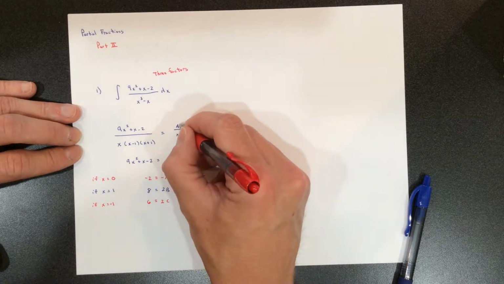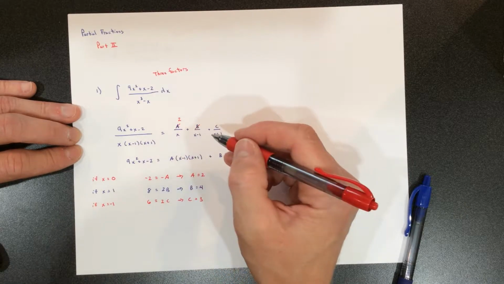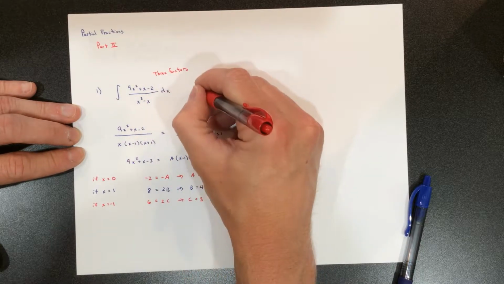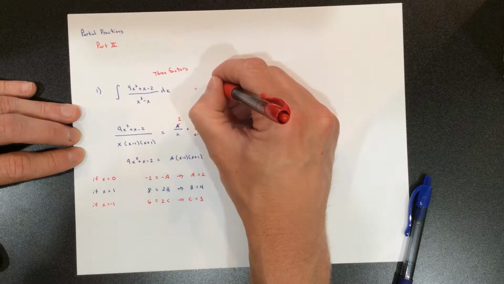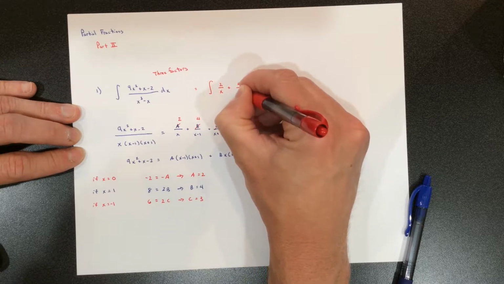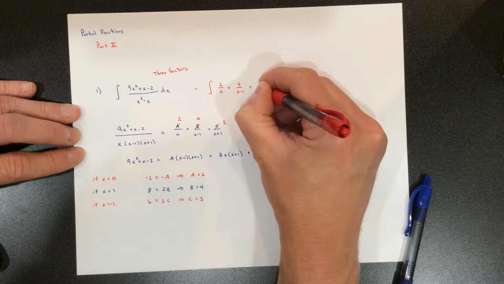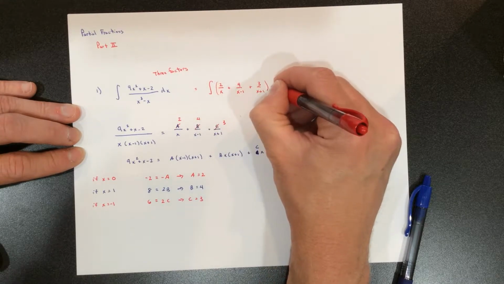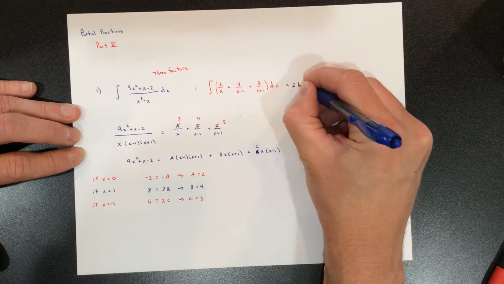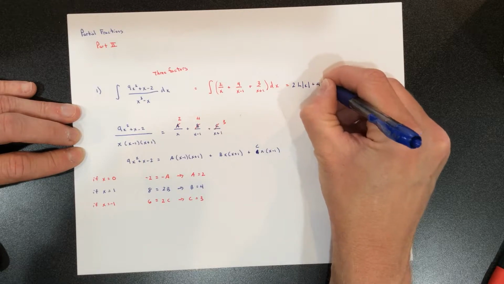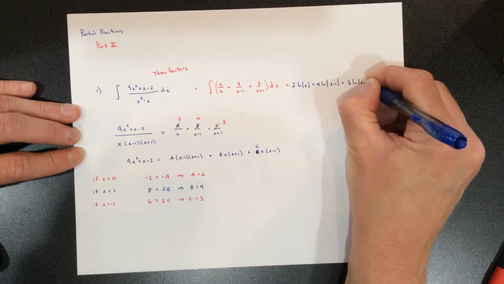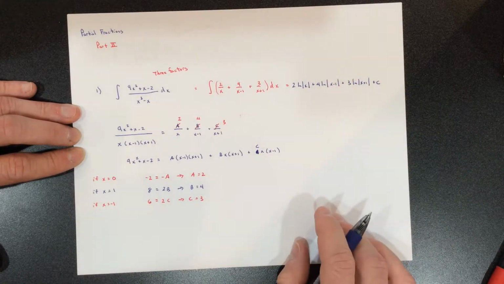So I'm going to come up here and say, I know that's 2, and I know that's 4, and I know that's 3. So instead of integrating that, I know I can just integrate those. So it's the integral of 2 over x plus 4 over x minus 1 plus 3 over x plus 1 dx. But those integrals are really easy. This is just 2 natural log x plus 4 natural log of x minus 1 plus 3 natural log of x plus 1 plus C.